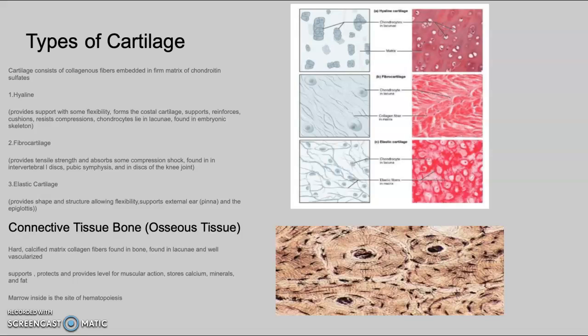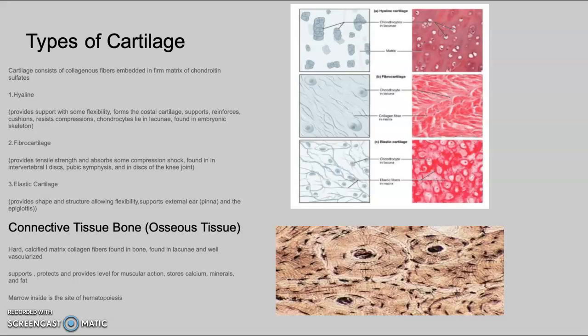There are different types of cartilage: first one being hyaline, second fibrocartilage, and elastic cartilage being the third. Now, hyaline, just to give a little insight, provides support with some flexibility, and it also forms the costal cartilage, supports and reinforces, cushions and resists compression. This can be found in the embryonic skeleton.